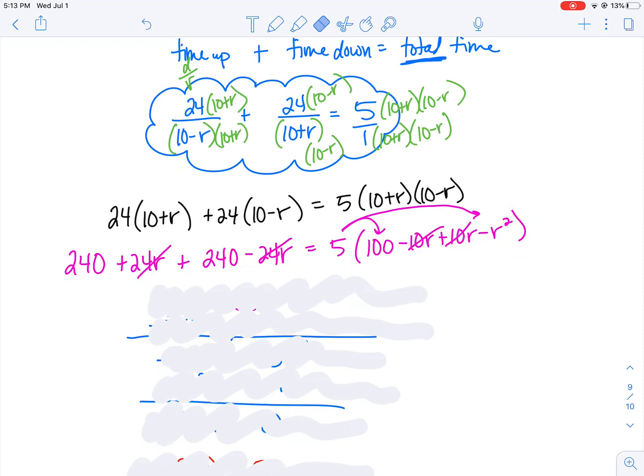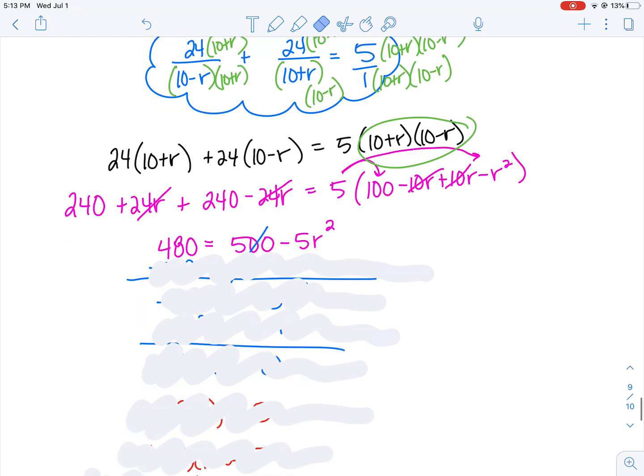I distributed both of my 24s. I FOILed my 2 binomials here, and now I still have to distribute the 5 through. After doing that and combining my like terms, I ended up with 480 is equal to 500 minus 5r squared. Hopefully you did too. I can go ahead and subtract 500 from both sides. I can divide, actually, I have an r squared, don't I? So I want to move everything to the same side if I can help it.